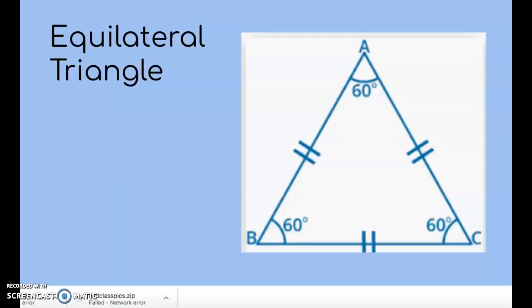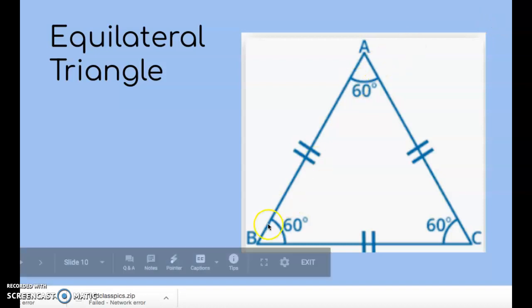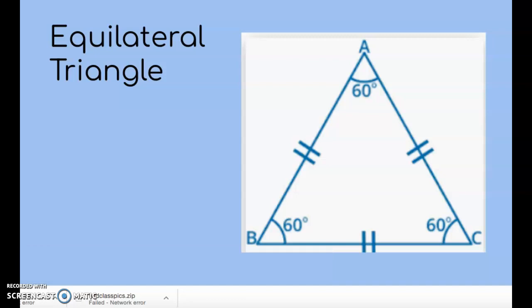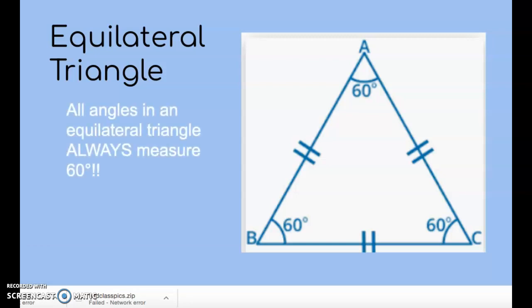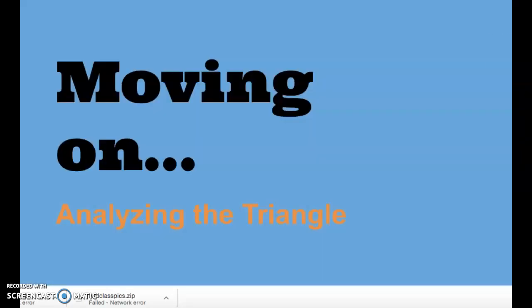We've also learned some pertinent information about the equilateral triangle. The equilateral triangle is named for its equal side lengths. However, we also learned that all three of its angles are equal as well. All angles in an equilateral triangle always measure 60 degrees.